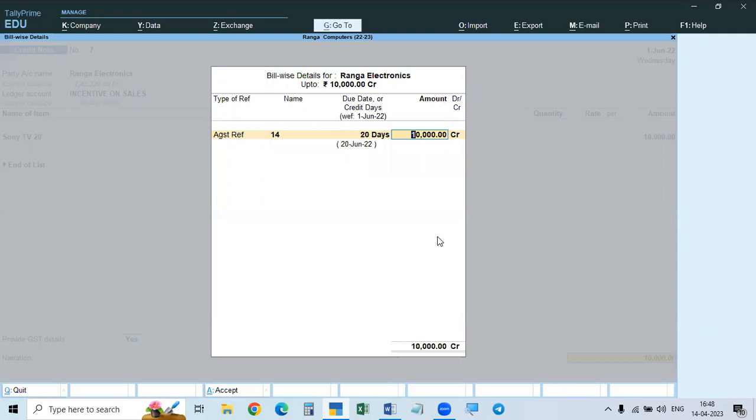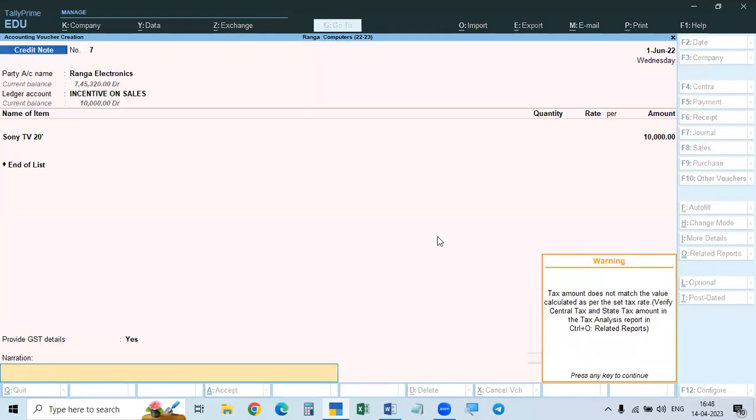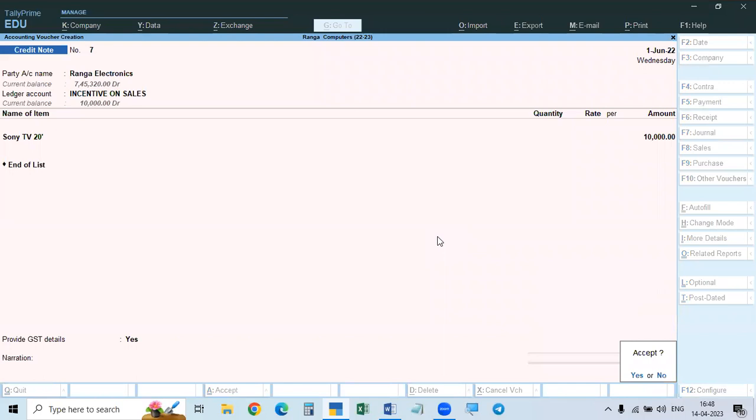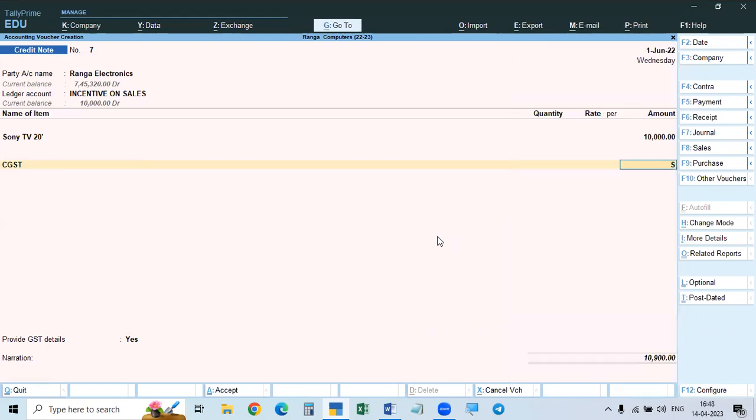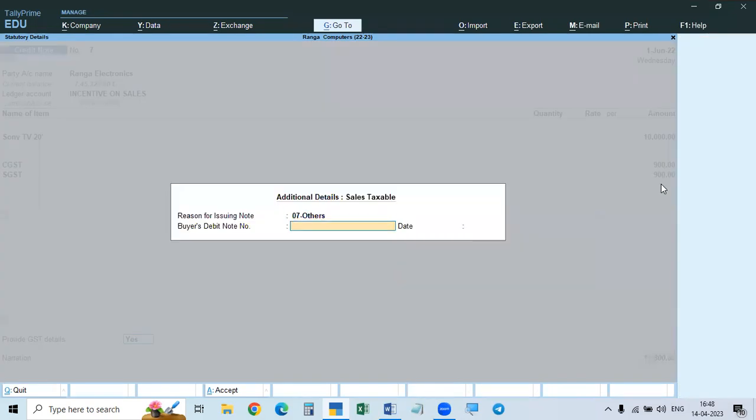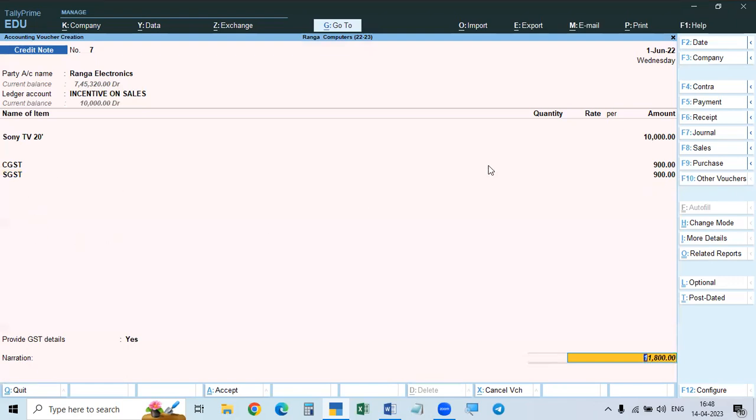It is credit note. 10,000 rupees credit. So like this. And we have to take the GST also, CGST and SGST. For 10,000 rupees, CGST and SGST we are taking. If you don't enter that, it shows a warning, because the tax amount is not calculated. It is not tallying, because you have to calculate tax also.